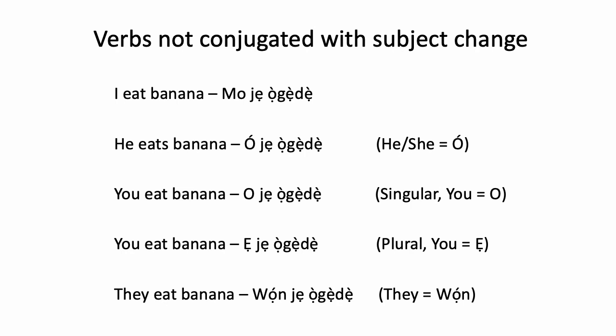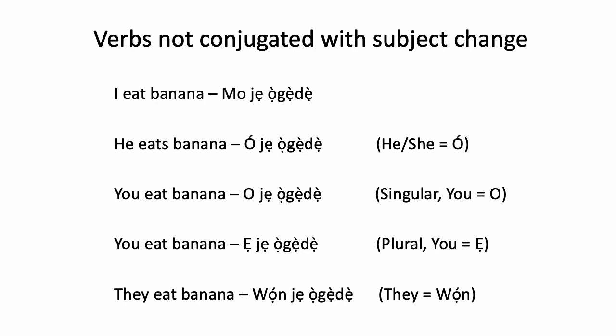If we are to replace the pronoun I with the third person pronoun he, it becomes o je ogede. He eats banana becomes o je ogede. O is the Yoruba word for he or she. Clearly, we can see that irrespective of the change to the subject, the verb je does not change.